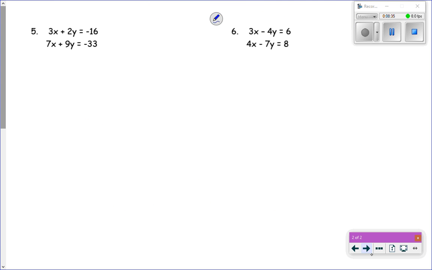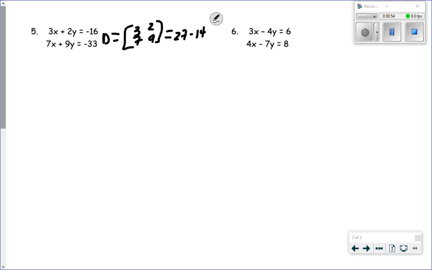Okay, 2 more. The x's, y's, and constants are lined up, so I can go ahead and find my determinant. 3, 7, 2, and 9. 3 times 9 is 27. Minus 7 times 2 is 14, so that would be 13.